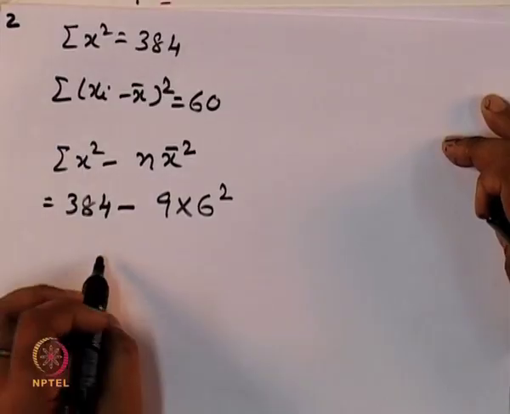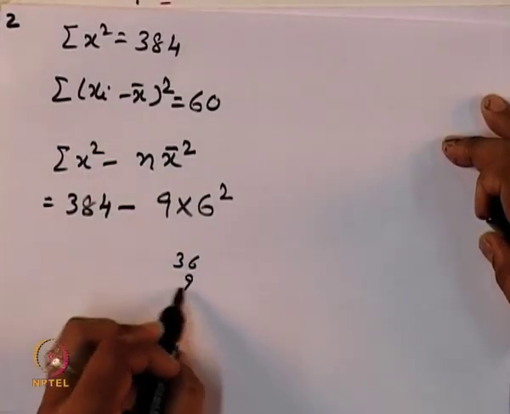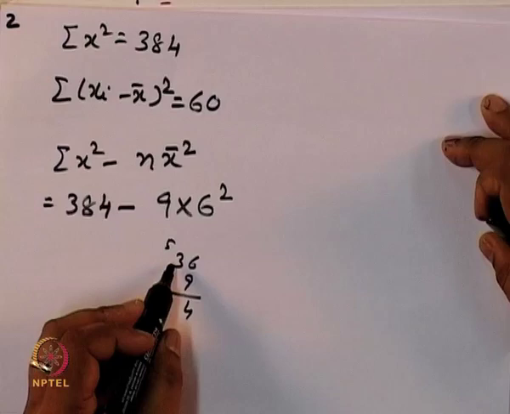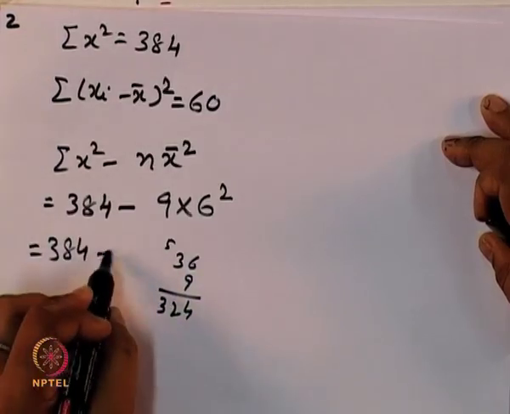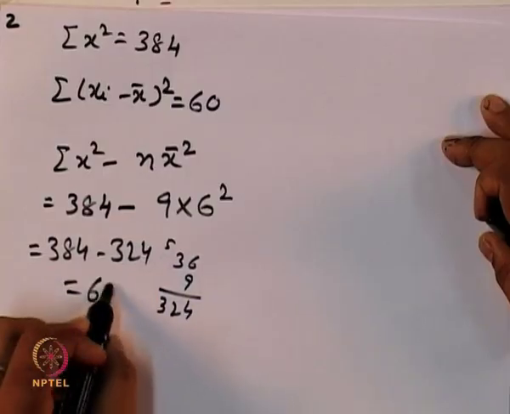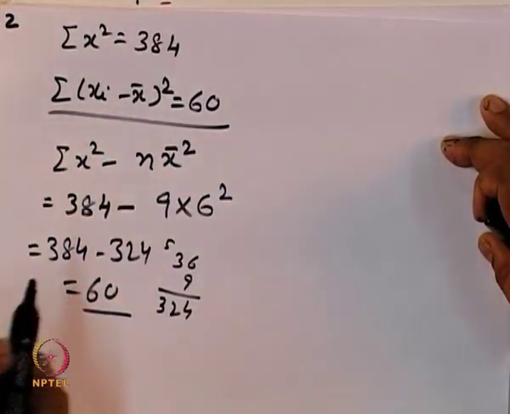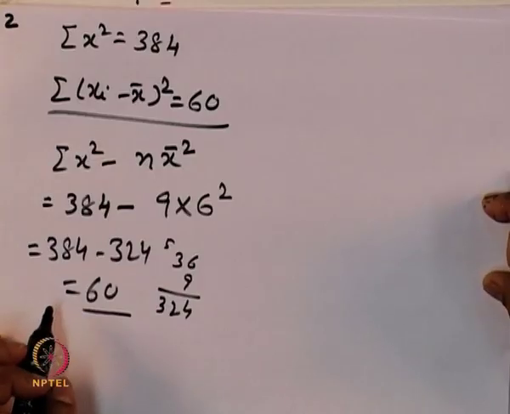So, 36 into 9 is 324. So, 384 minus 324 is equal to 60. So, just this and this are the same. We have confirmed these two values are the same.